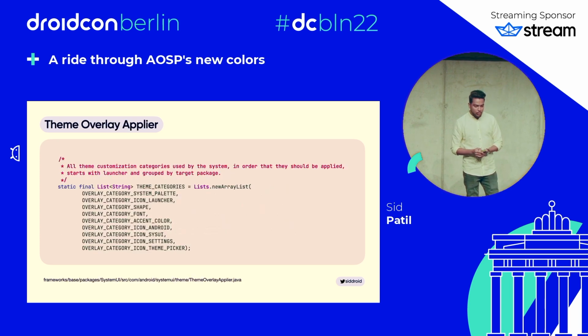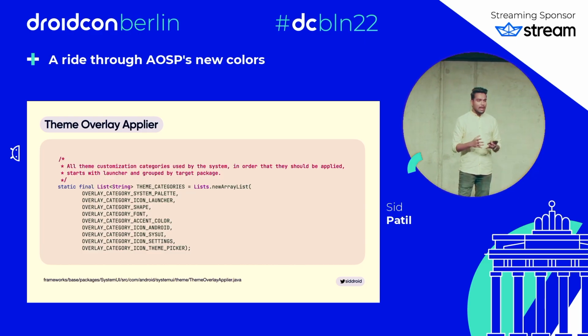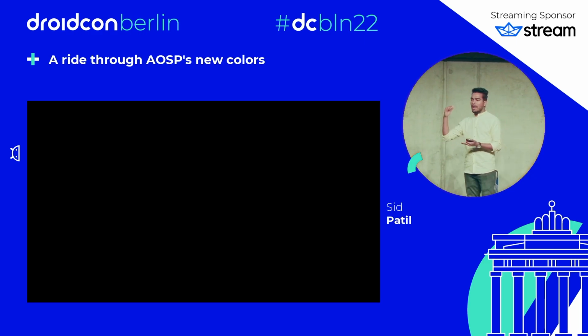And how does this work to propagate the colors to different packages? We have a utility called theme overlay applier, and this applier will run through various packages within, not sure what happened here. Just a moment.